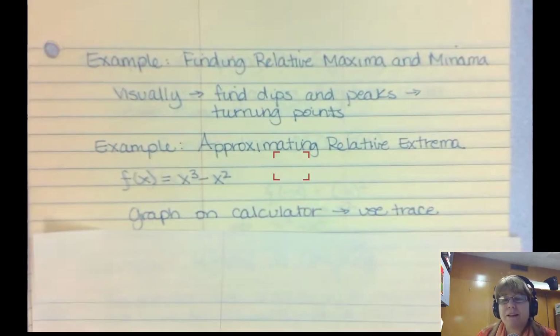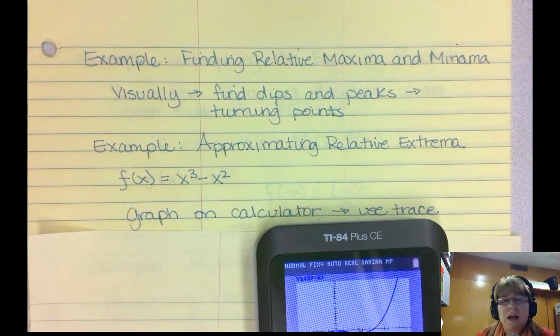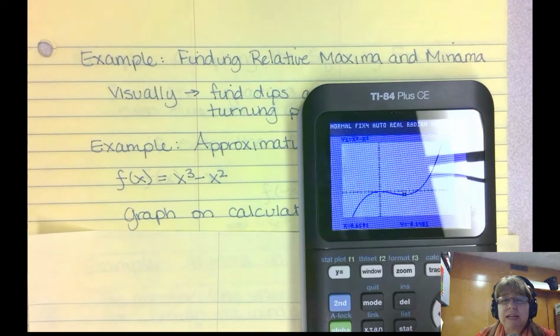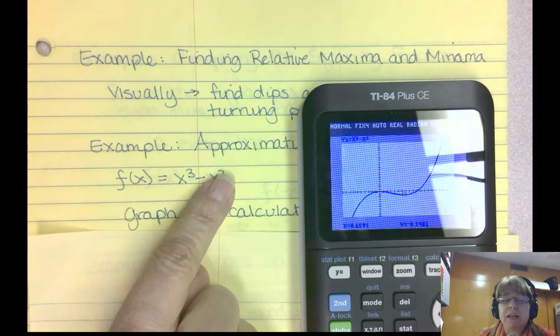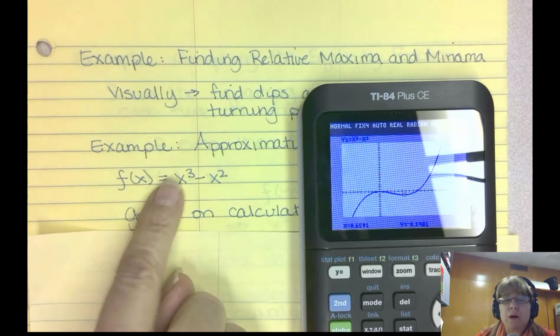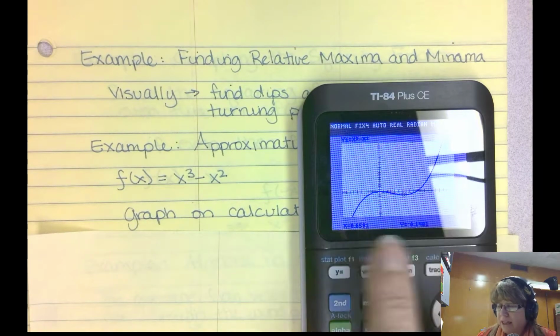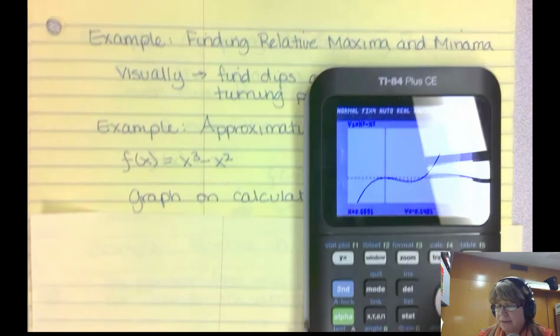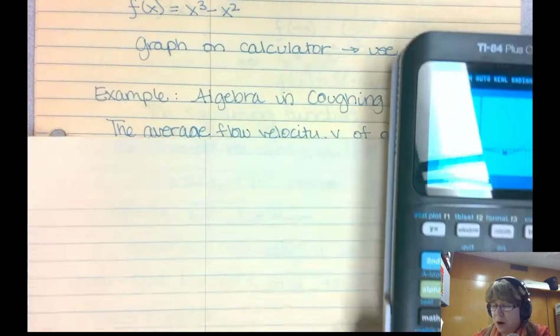All right. Focus back on the paper for you. Beautiful. All right, so that's how I would utilize my calculator to approximate my relative minima and maxima. Graph it and then just find trace and do it again. All right, let's try another problem.